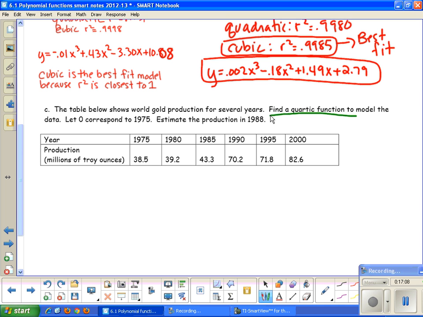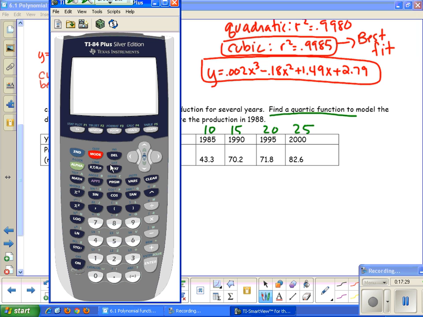And we're letting 0 correspond to 1975. So this would be 0, 5, 10, 15, 20, and 25. How do I get those values? If I do 1980 minus 1975, it's 5. 1985 minus 1975 is 10, and so on. Then I'm going to plug this into my calculator stat plot. So I'm doing this, you guys are doing this.